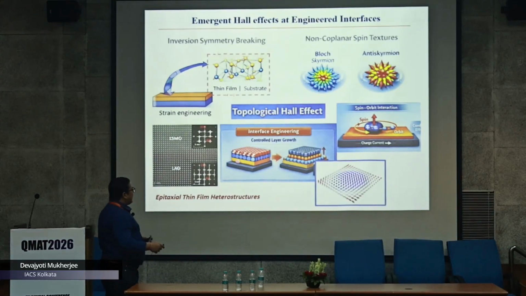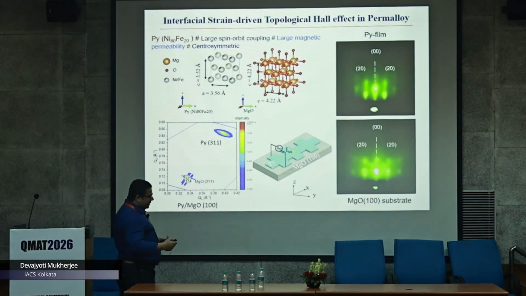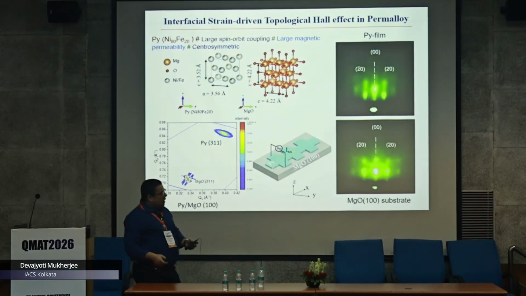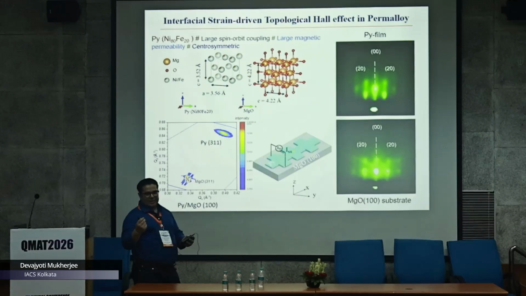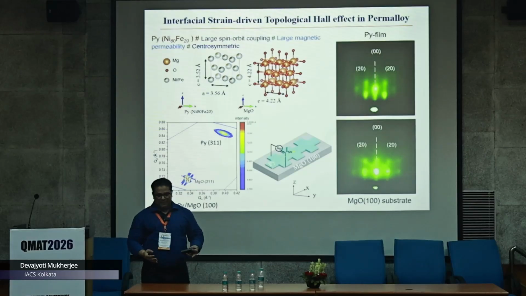So this work we started a couple of years back. We are still new in the field. But when we started, we took a very common material, which is permalloy. Permalloy is an industrially applicable traditional magnetic metal. It has got large magnetic permeability, but it is centrosymmetric. It is basically an FCC crystal. So you wouldn't expect any non-coplanar spin textures to develop in that material.